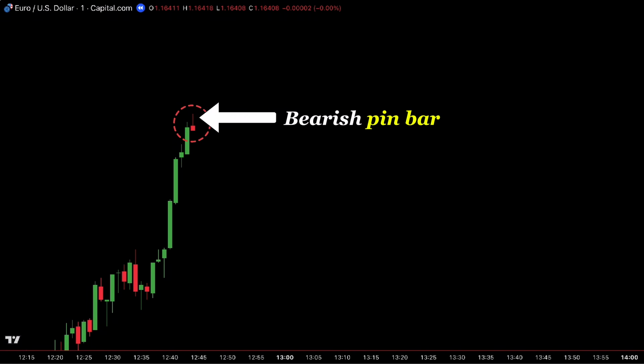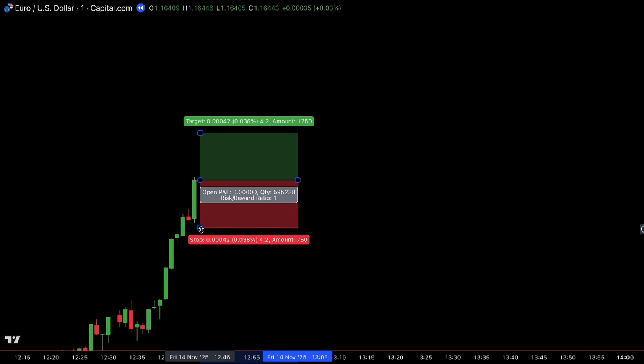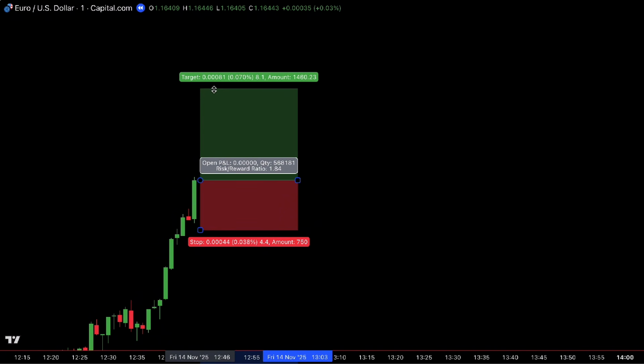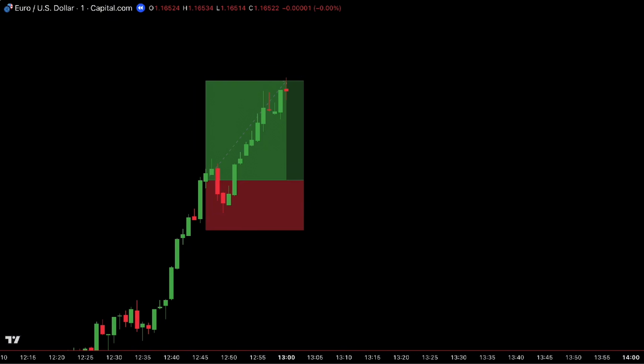But once again, you don't trade the pin bar itself. You wait for its failure. Once the failed pin bar gets broken, you enter right at the close of the candle that made the breakout. Place your stop loss below the failed pin bar and scalp a few quick pips while the crowd is still trapped in its emotional state. And look at what happens. The market breaks the pin bar, greed takes control again, and buyers step back in with force.